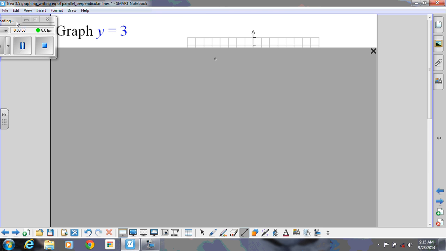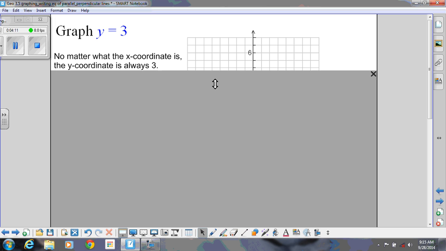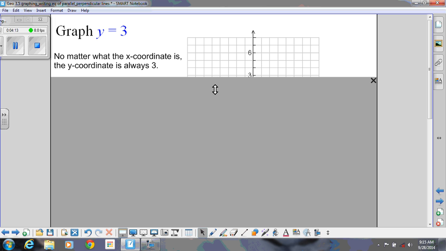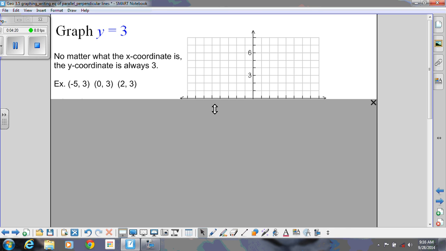Now let's talk about graphing a line that looks like this: y equals 3. Notice that this doesn't look like any of those forms we were just talking about because it doesn't have an x variable. The reason it doesn't have an x variable is because no matter what the x coordinate is, the y coordinate is always 3. And that's what this means. For example, some points that would be on this line are (-5, 3), (0, 3), (2, 3). Notice all of the y coordinates are 3, and it doesn't matter what the x coordinate is.